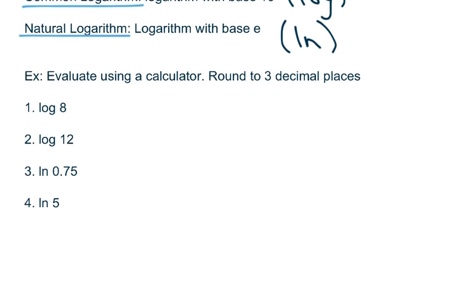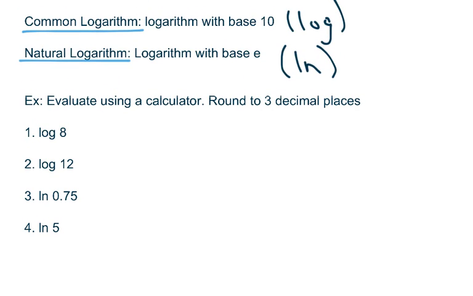Okay, so let's try these. Evaluate using a calculator. I'm not saying that you've got to know what certain logarithms are equal to. Some of them are maybe a little simpler than others, but for these 4 examples that I've got here, log of 8, log of 12, natural log of 0.75, natural log of 5, I'm not expecting you to know what these are. So that's why we say evaluate using a calculator, round to 3 decimal places.